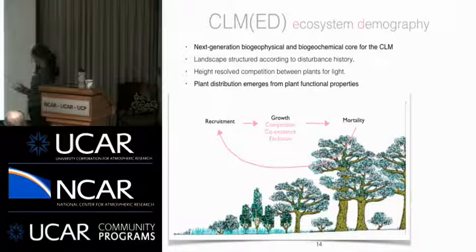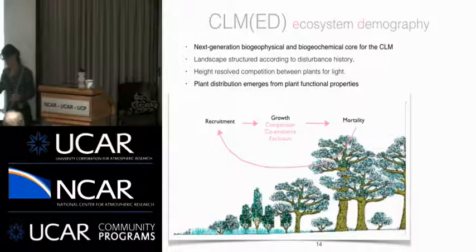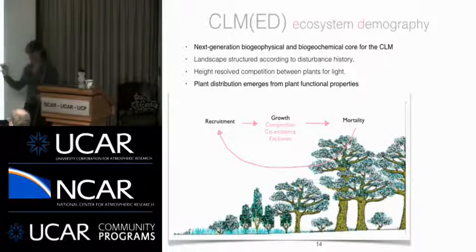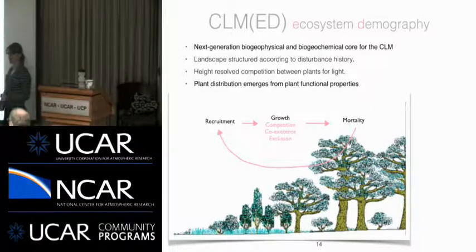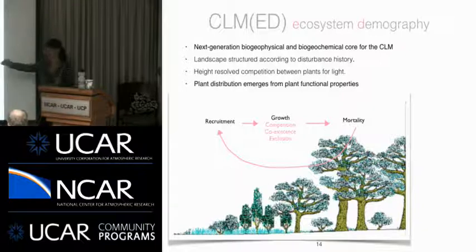Anyway, in this new model, instead of having the tiling structure like it was before, we have the landscape structure according to disturbance history. We have height resolved competition with different plants for light. And this is good because it means that our plant distribution, like how many broadleaf, needleleaf trees, etc., emerges from the plant functional properties. So we don't prescribe anything, we just have all these things as moving parts in the model. If you change something about the leaf thickness of broadleaf trees, it can result in the boundary between broadleaf and needleleaf trees moving 100 kilometres, for example.